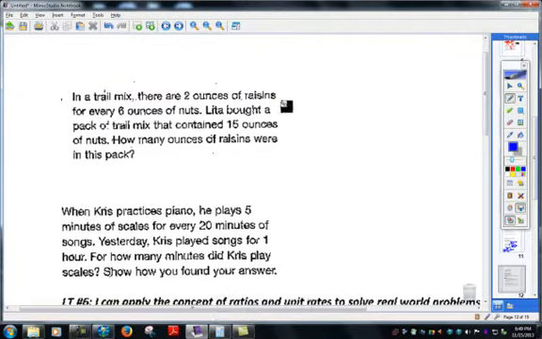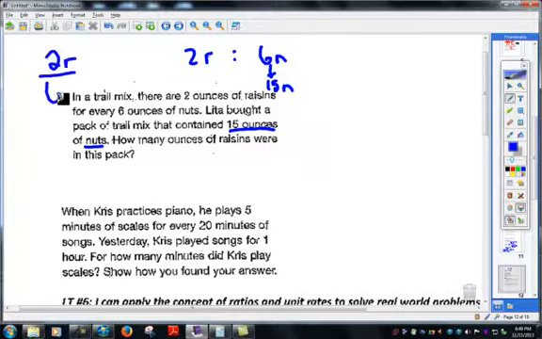In a trail mix, there are 2 ounces of raisins for every 6 ounces of nuts. So that's my ratio, 2 raisins per 6 nuts. You should know that I'm talking about ounces, but that's not really the point of ratios. It will be later, but for right now, it just tells you what it's talking about. Lita bought a pack of trail mix that contained 15 ounces of nuts. So they're giving us the actual amount of nuts. If we're going to use unit rate here, sure, we could set it up just like this, and then cross multiply and divide.